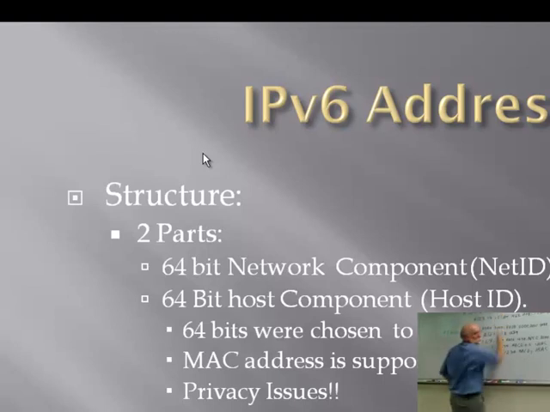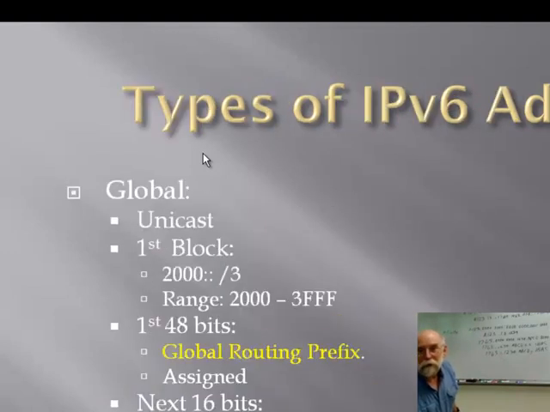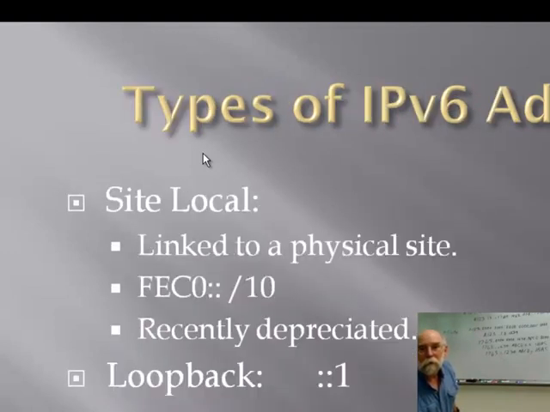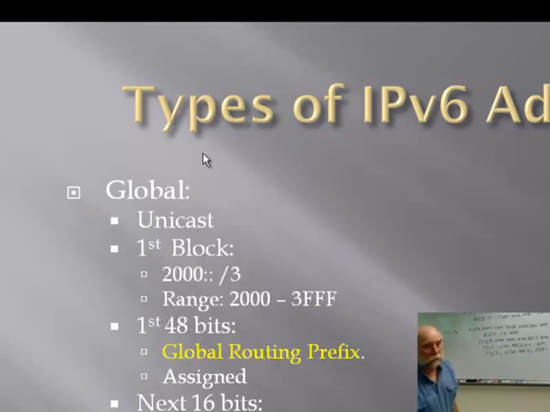I think that's on the next slide, if I'm not mistaken. Oops, no it isn't. But I'll go ahead and see if I can get to that slide. There it is. Yellow. Page up, page up, page up. Yeah, there it is. First 48 bits of global routing prefix.